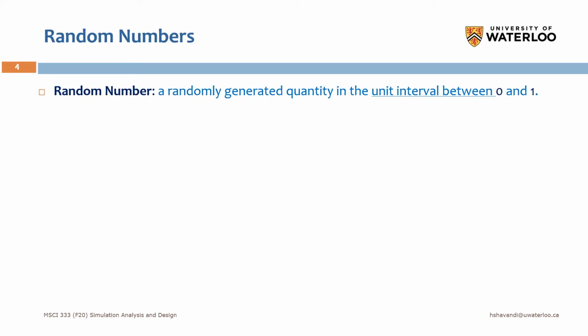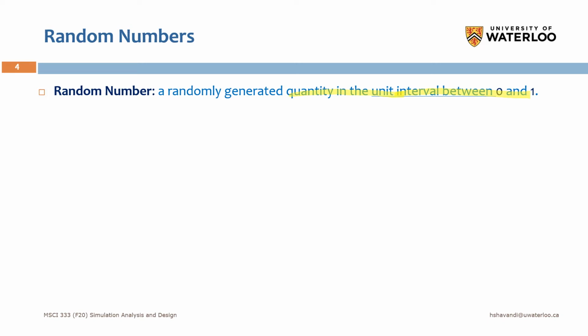Random number. What's a random number? If we randomly generate a quantity in the unit interval between 0 and 1, then we can call that a random number. So from now on, any time that we say random number, we mean a number between 0 and 1, and it should be generated randomly. Any random number is a randomly generated value between 0 and 1.